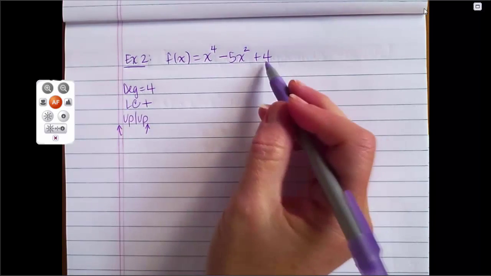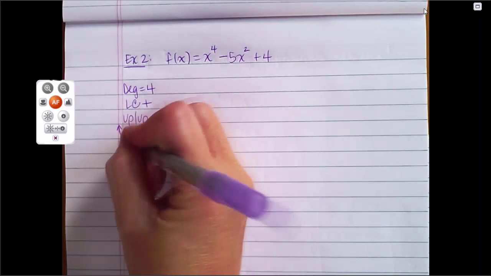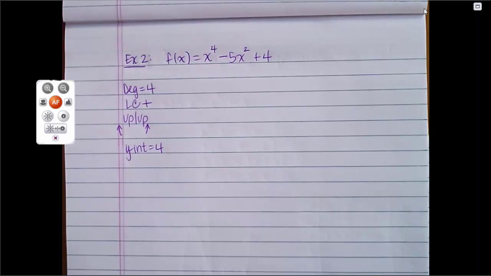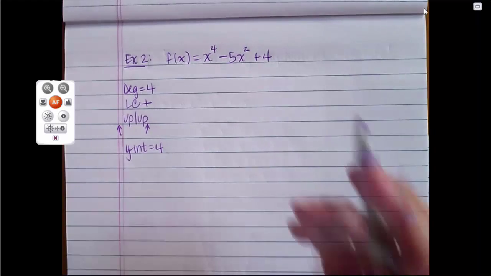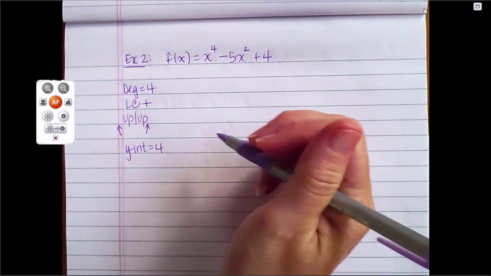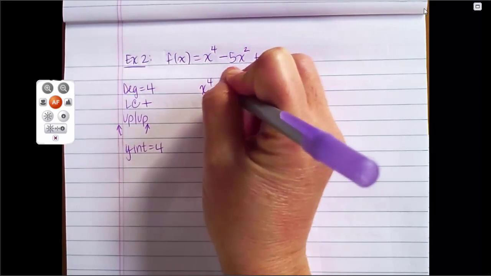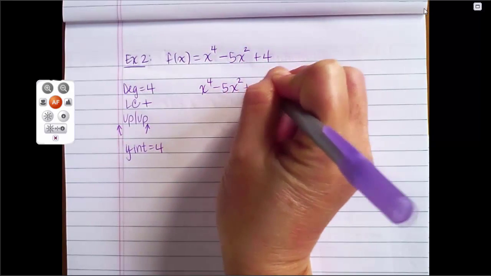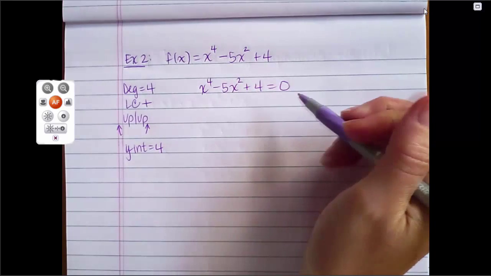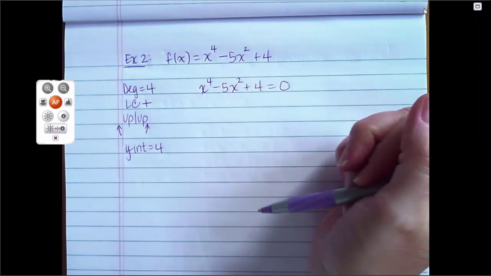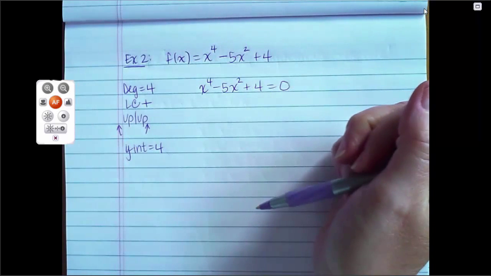I can also look at this function, and its constant term is 4, which means its y-intercept is 4. That's one accurate point I can plot. Now let's factor this to find zeros. So I have x to the fourth minus 5x squared plus 4 equals 0. Some people really don't like trying to factor with exponents other than 2, but it's necessary. And just keep in mind that math is consistent.